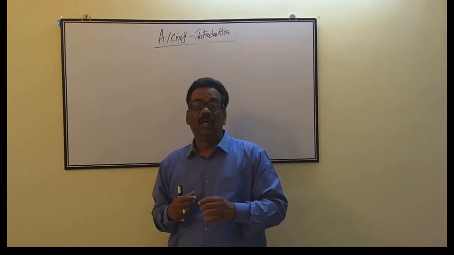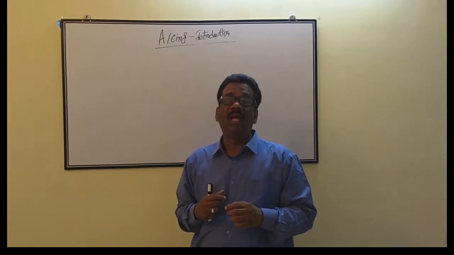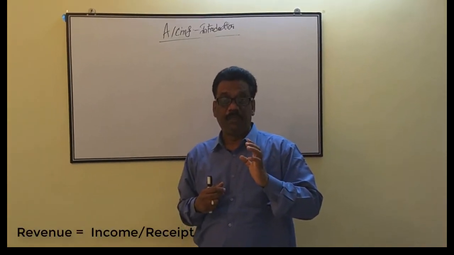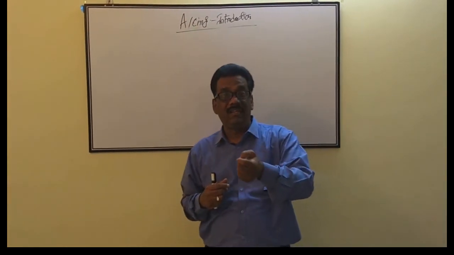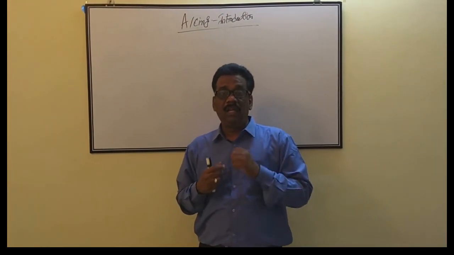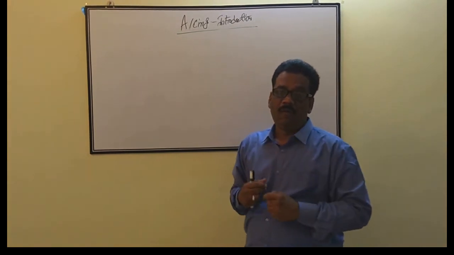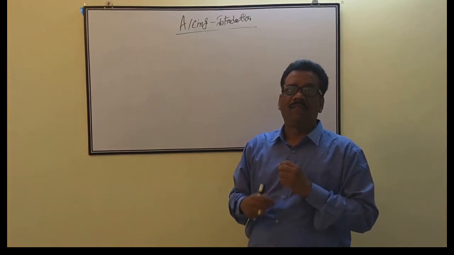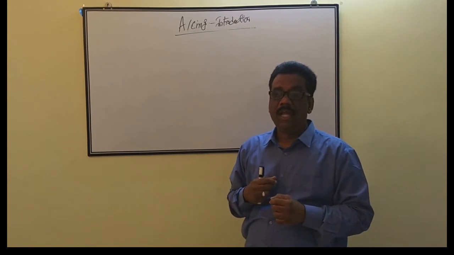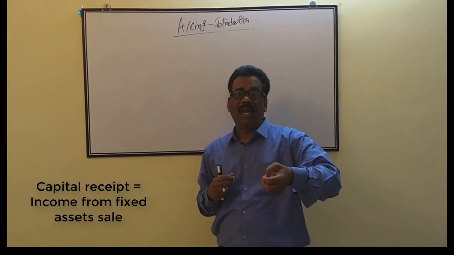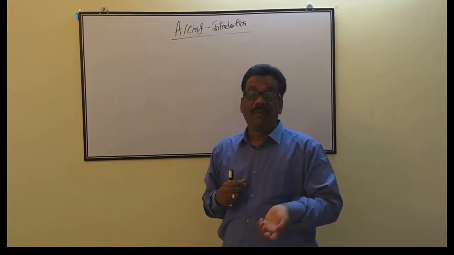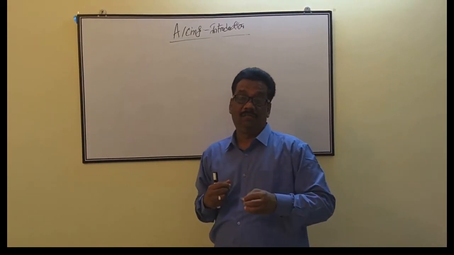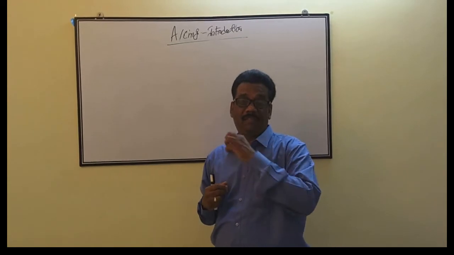Then the next one, revenue. It is also known as income, or another word, receipt. So it is of two types. One is a capital receipt, another one is a revenue receipt. Capital receipt occurs at once only, often. But revenue receipts regularly occur. Say in the case of sales.